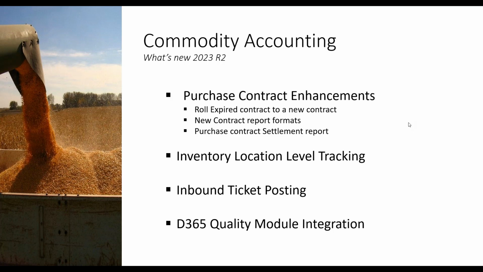In addition to those purchase contract enhancements, we've also added inventory location tracking. So in Dynamics 365, they allow the ability to store inventory at up to 3 levels: the site, and then under each site you can have warehouses, and under each warehouse you can have locations. In prior versions of Levridge, we just supported the site and the warehouse level of inventory. Well, with 2023 R2, now you can set up an item to support all 3 levels: site, warehouse, and location.